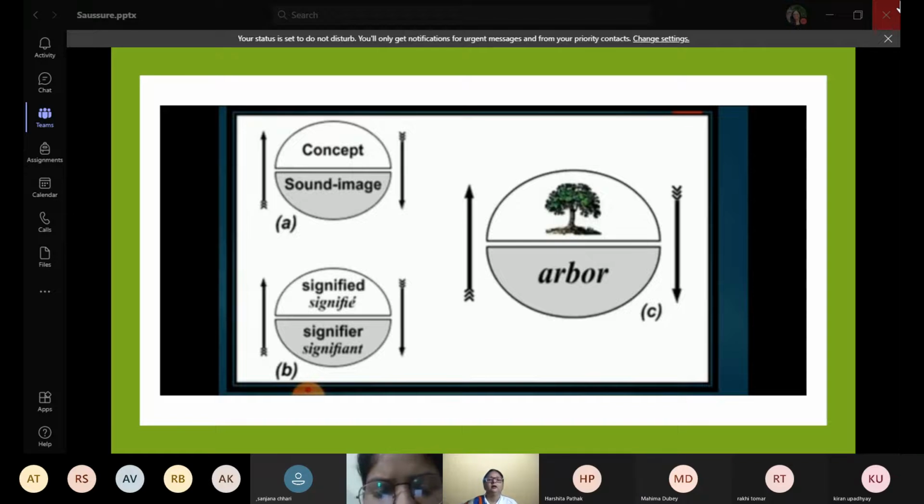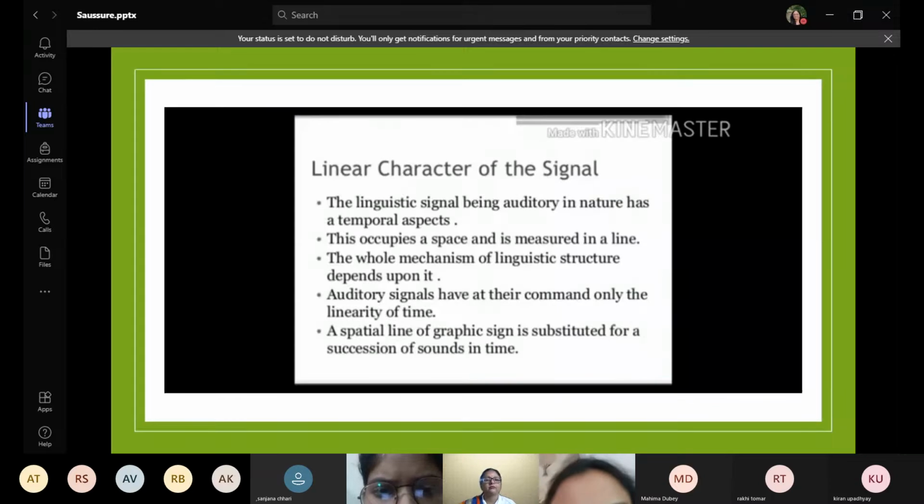Right? And then see, even in our thoughts, whatever we are thinking, we are thinking in our language. Language exists there in our mind. So we are thinking in our language. And how are we arranging the words sequentially? This is what has been studied here. So the linear character of the signal.